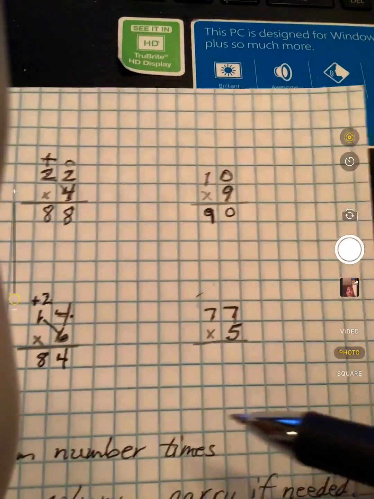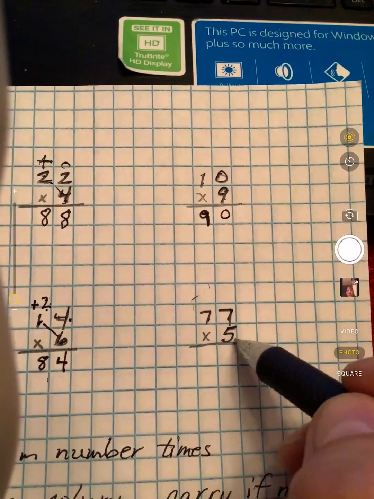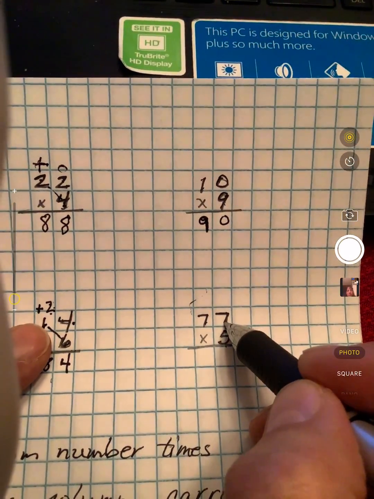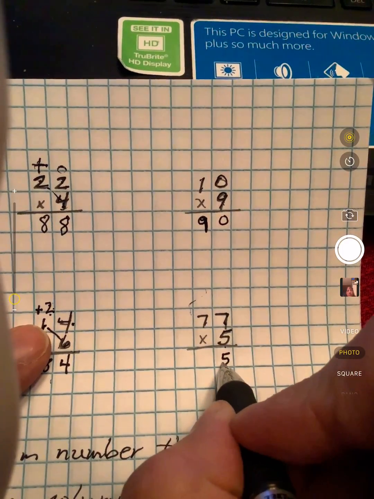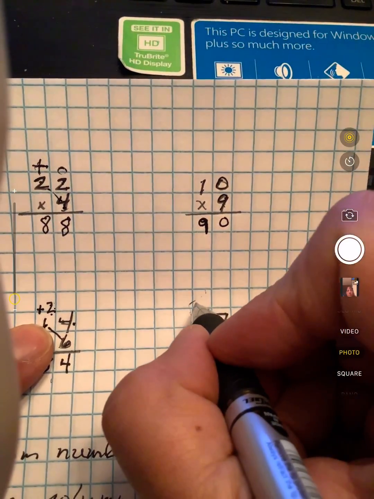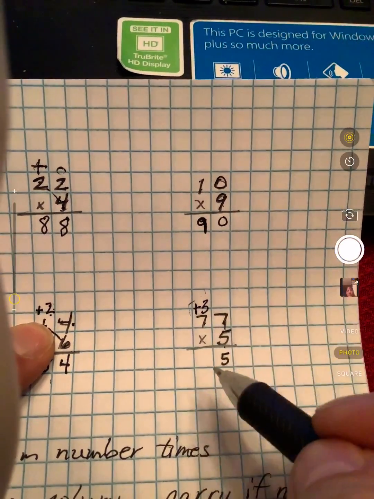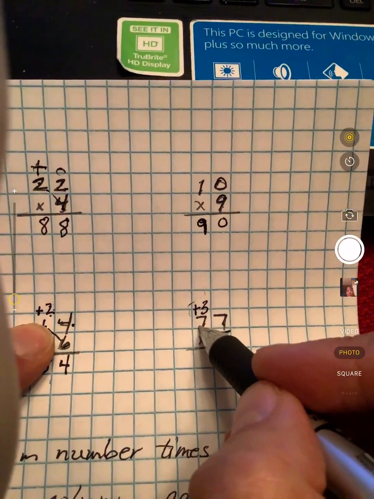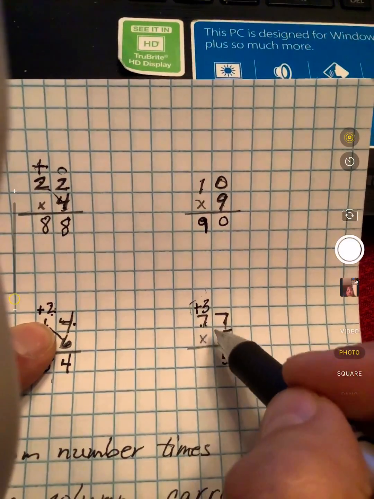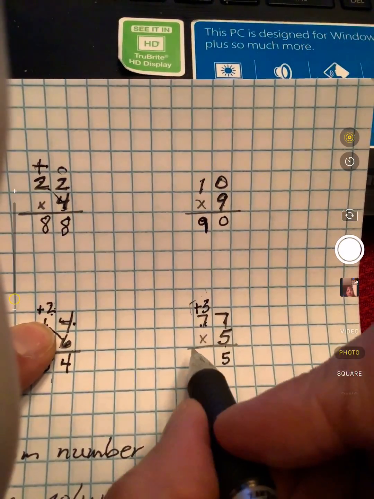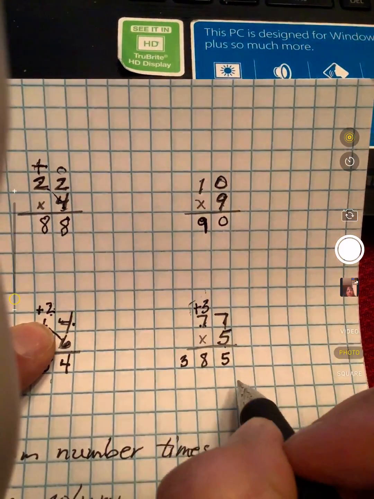And this next one is like that. We're going to have to carry and then add on. Okay, 5 times 7, 35. So I put the 5 down here and carry the 3. Okay. 5 times 7, again, is 35, and then I add the 3 more, and I get 38.